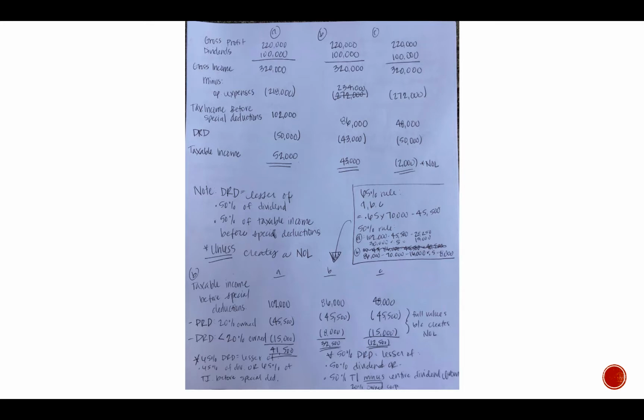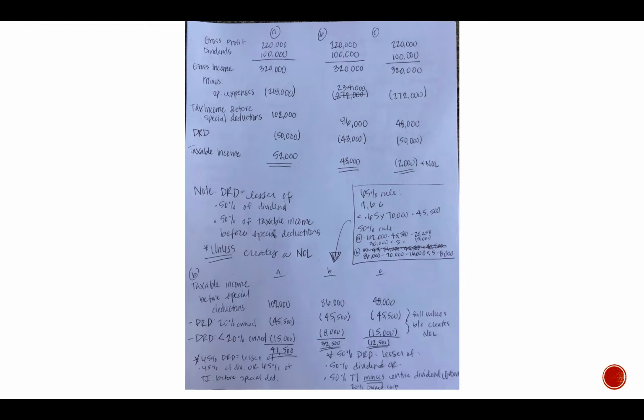Okay, so in Part D, nothing has changed with gross profit, dividends, gross income, and operating expenses between what we did in Parts A, B, and C, because the only thing we're changing is the percentage of ownership. So the taxable income before special deductions will remain the same in A, B, and C as it did above. So I have started there. You can see in my Part D, I have started with taxable income before special deductions.